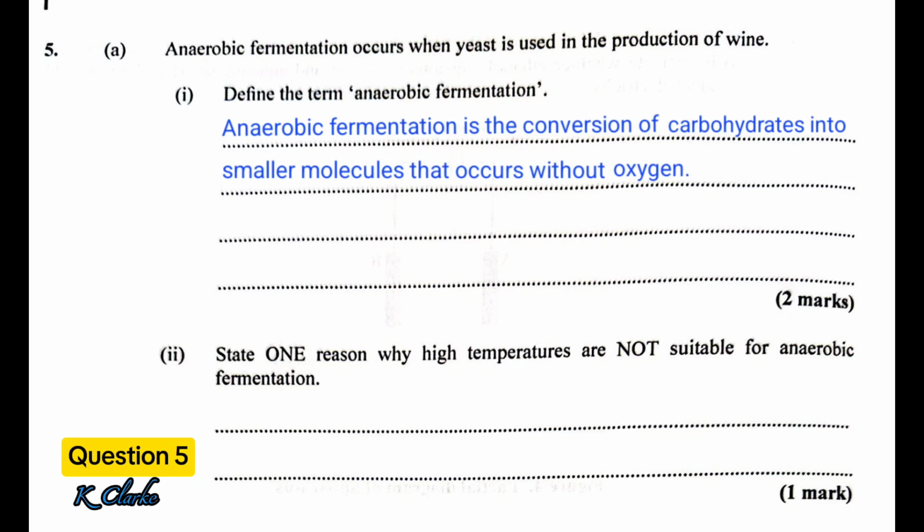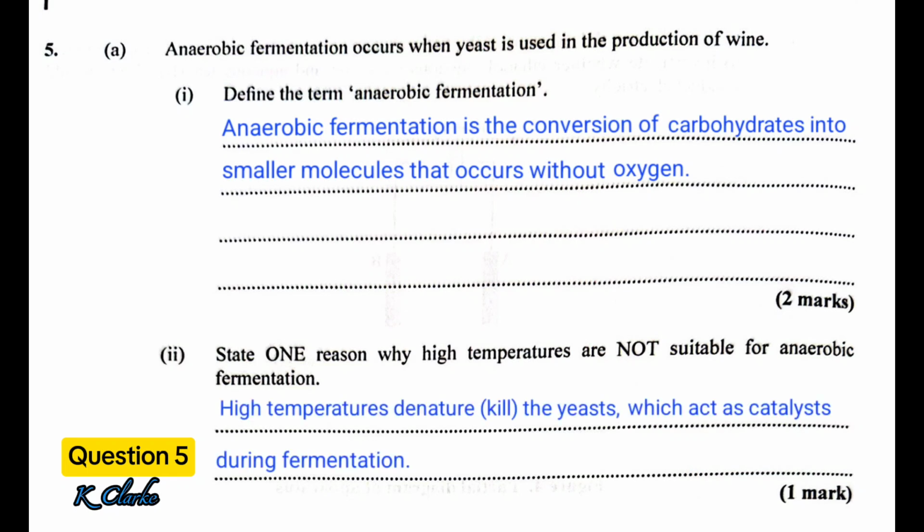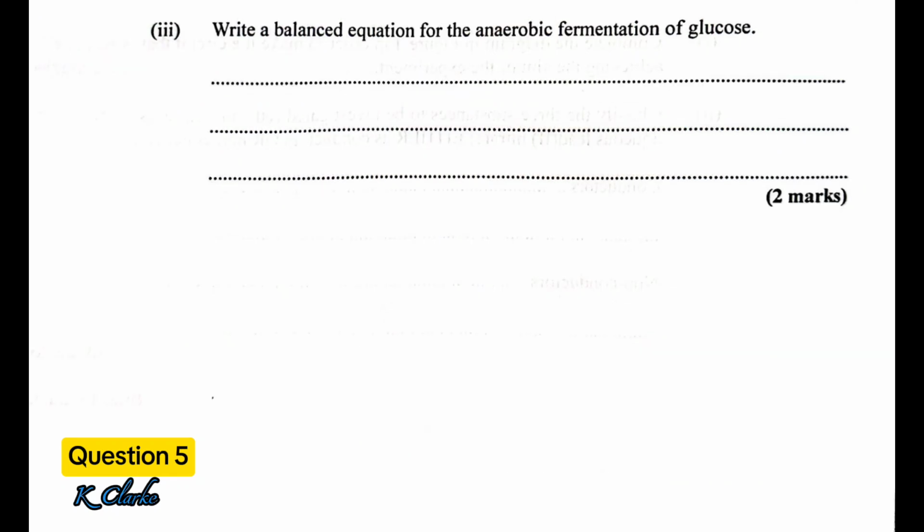Part 2. State one reason why high temperatures are not suitable for anaerobic fermentation. High temperatures denature or kill the yeasts which act as catalysts during fermentation. Part 3. Write a balanced equation for the anaerobic fermentation of glucose.